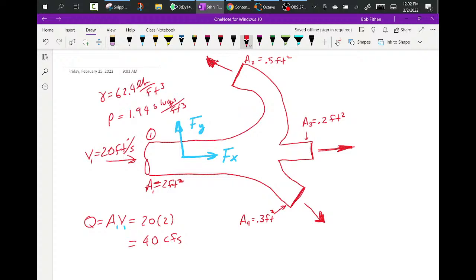So I'm going to go ahead and make this assumption, because I've got to do this to solve the problem.